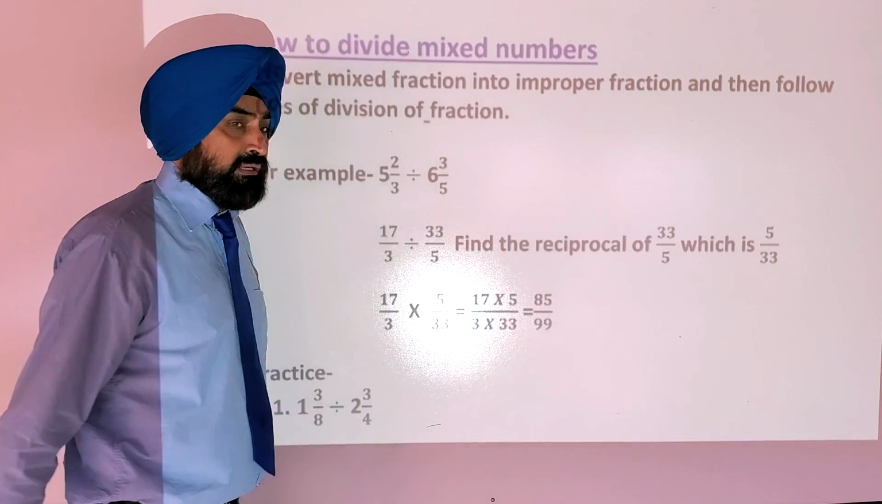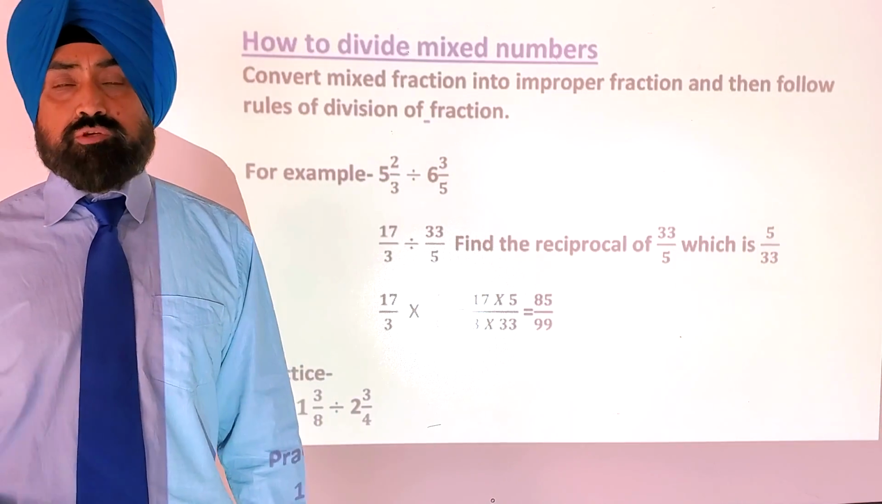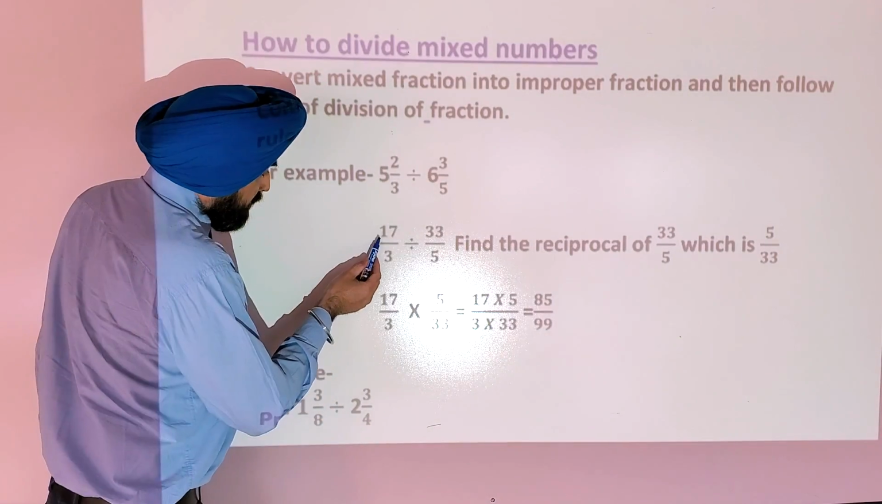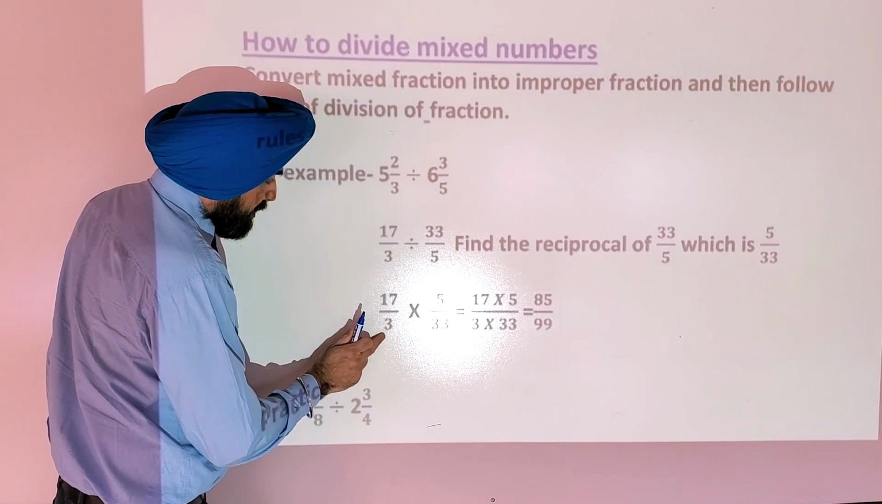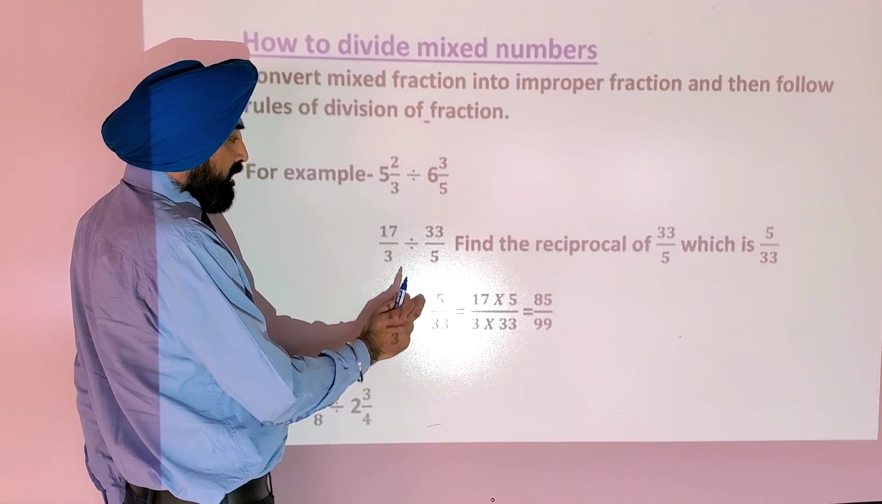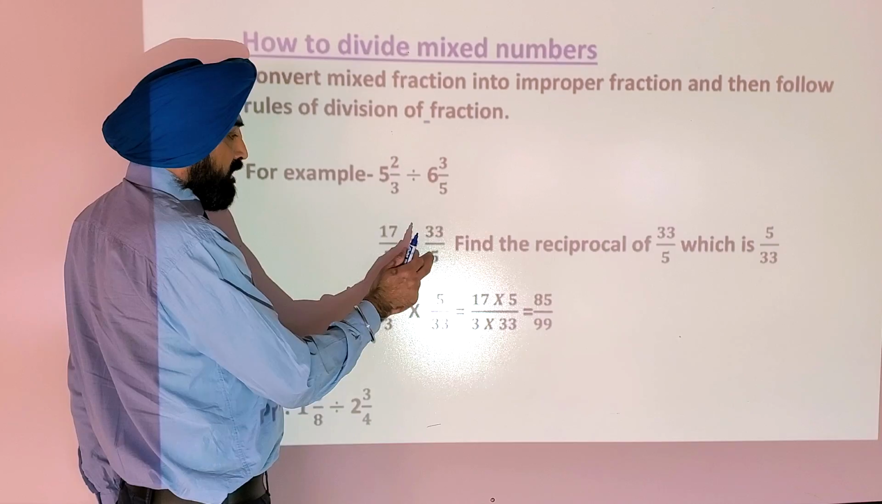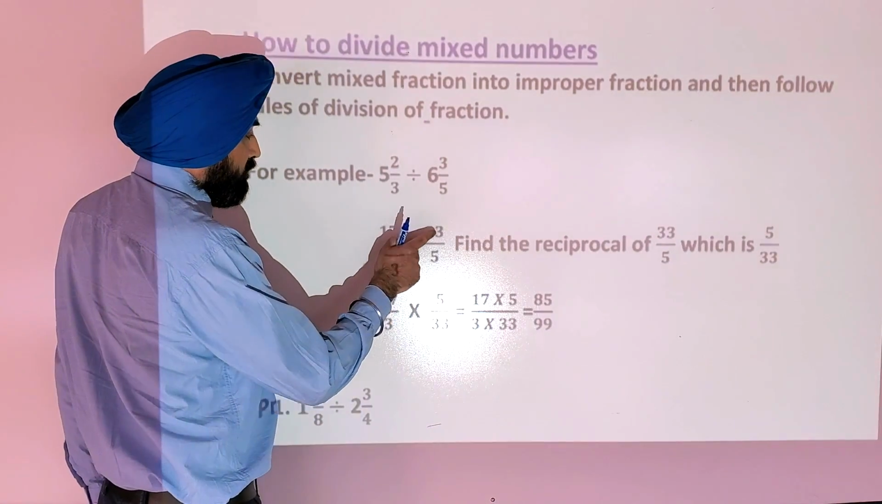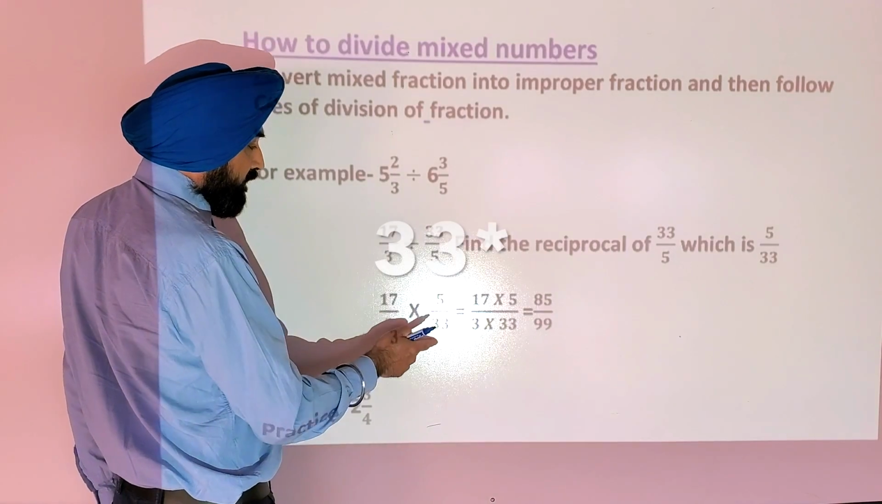33 over 5. So we converted the mixed numeral into an improper fraction. Now what we'll do: write the first fraction as it is. Instead of division, put a multiplication sign and flip the second fraction, or you can say take the reciprocal of the second fraction. So the reciprocal of 33 over 5 is 5 over 33.